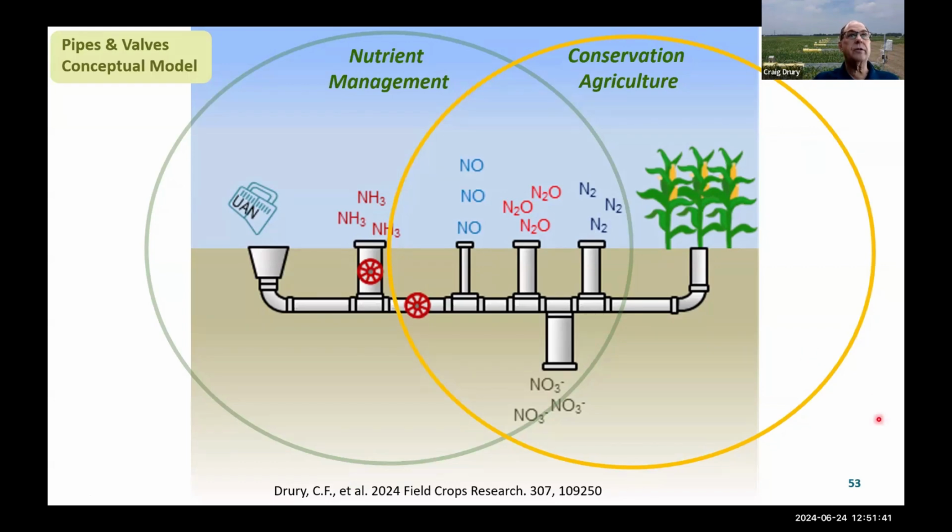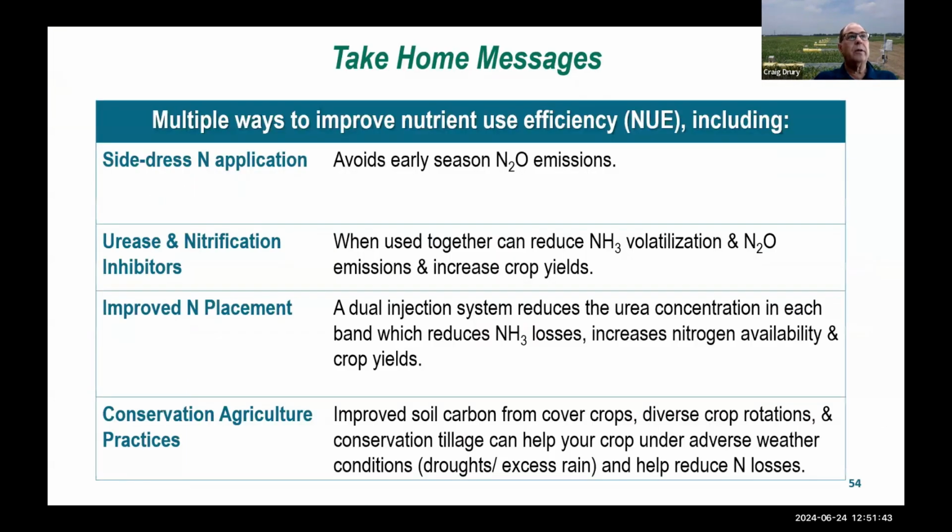Yeah, just the take-home messages. Basically, we found benefit with side dress nitrogen application. We found benefit with the dual inhibitors in decreasing both ammonium and N2O emissions. Improved placement, the dual injection system seemed to really work for multiple benefits of ammonium losses, yields, and, as I mentioned just a minute ago, conservation ag practices.